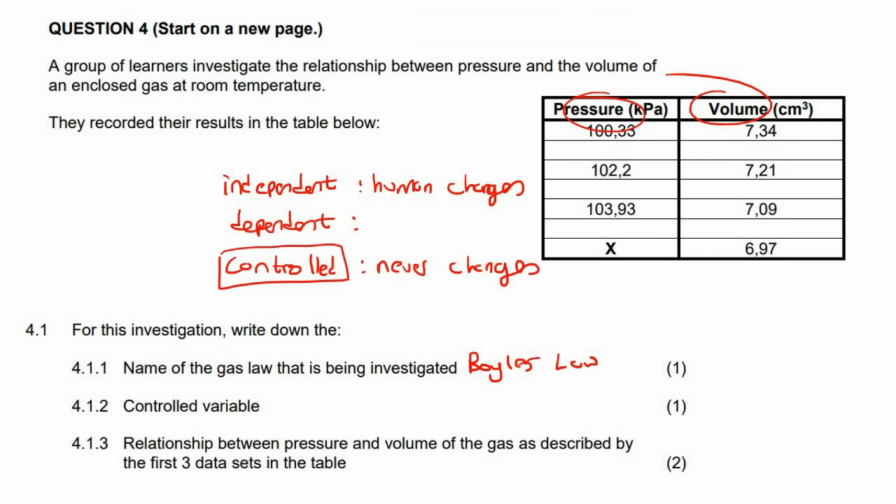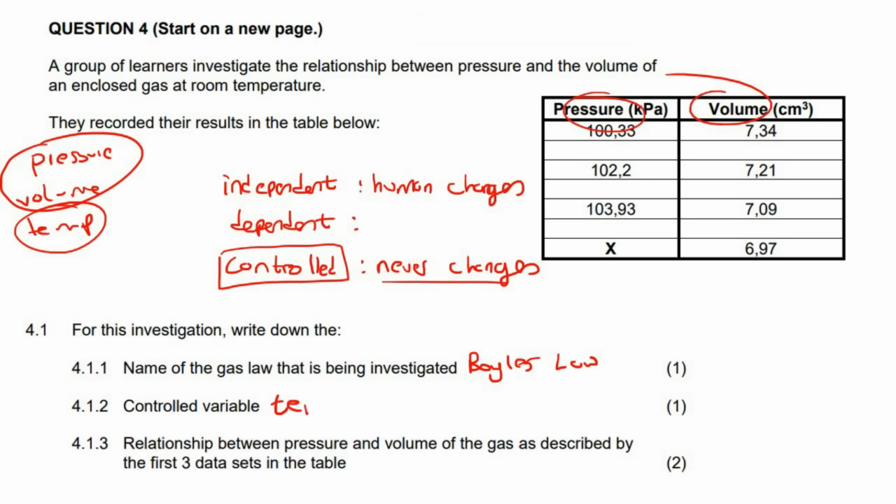So we know that in this chapter, the main components are pressure, volume, temperature. So if Boyle's law is all about pressure and volume, then temperature has to remain constant. So temperature would never change, and so we'll say here, temperature. The next question says, for this investigation, write down the relationship between pressure and volume of the gas as described by the first 3 data sets in the table.